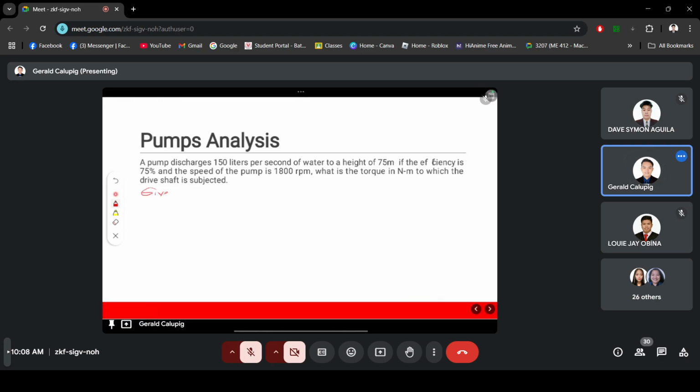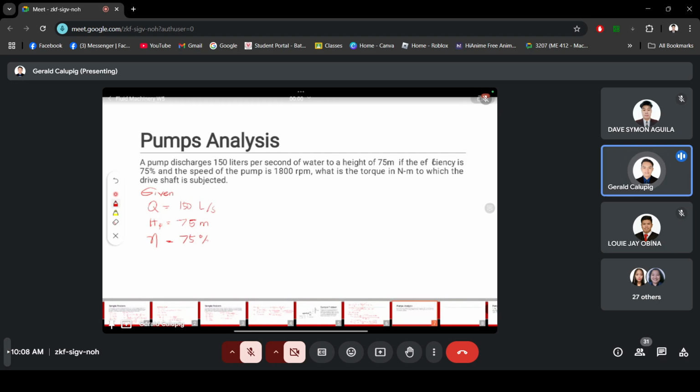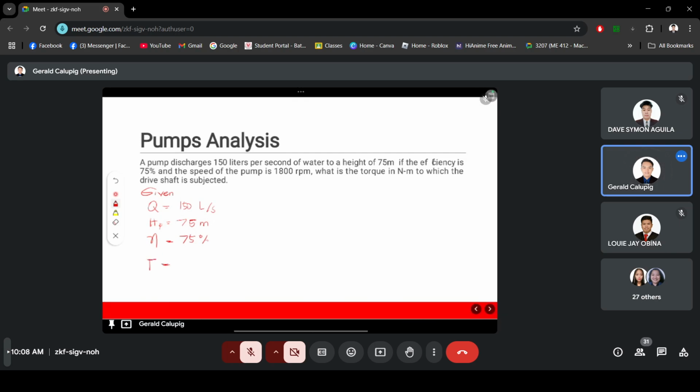given: we have Q is 150 liter per second and the head is equal to 75 meters, right? And your efficiency is 75%. And we were asked to find the torque, right? And you also have N is equal to 1,800 RPM. Okay?